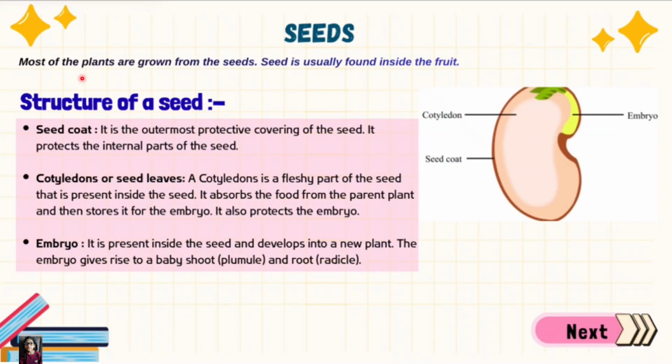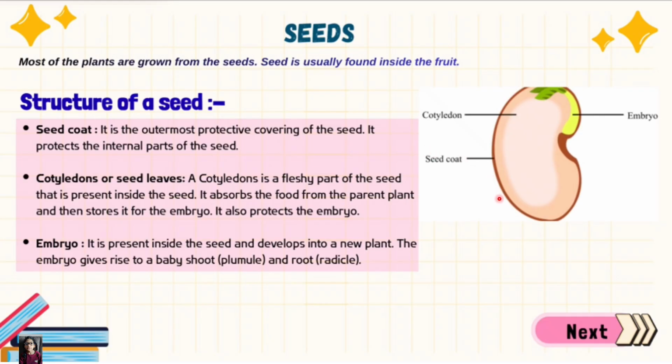Seeds. Most of the plants are grown from the seed. Seed is usually found inside the fruit. Let's see the structure of seed. Seed coat. Seed coat is the outermost protective covering of the seed. It protects the internal parts of the seed.